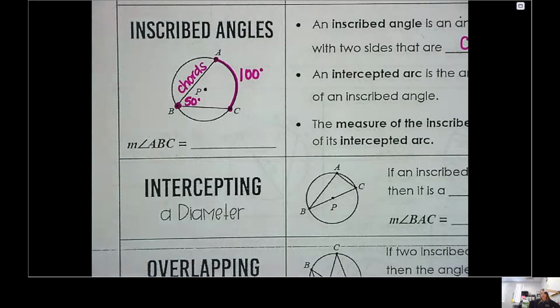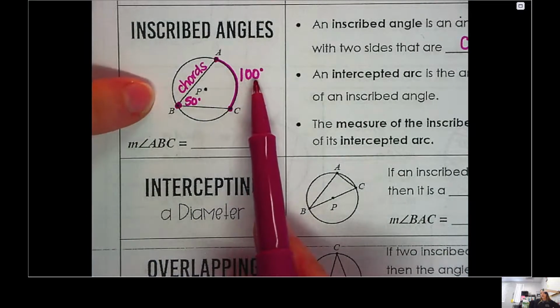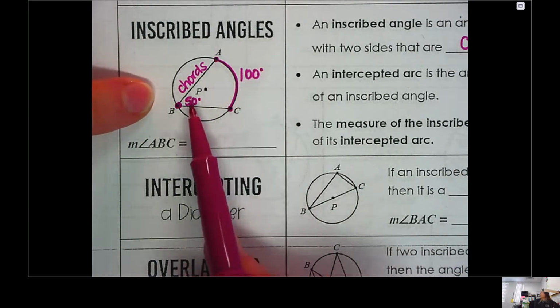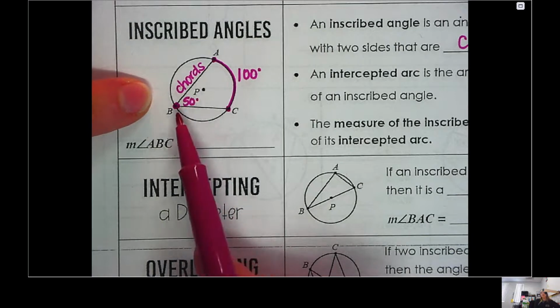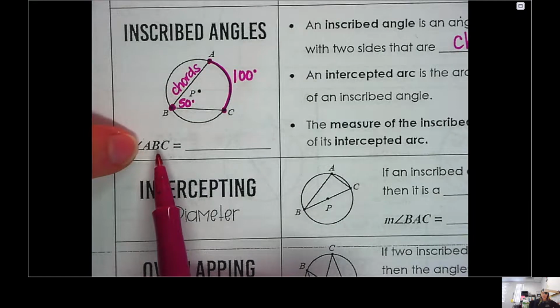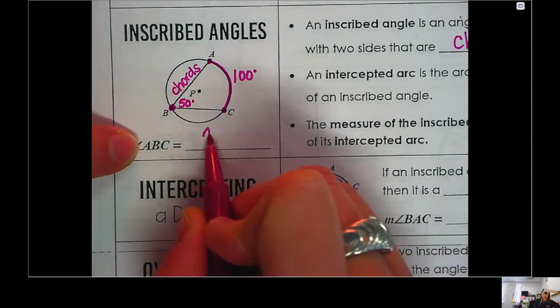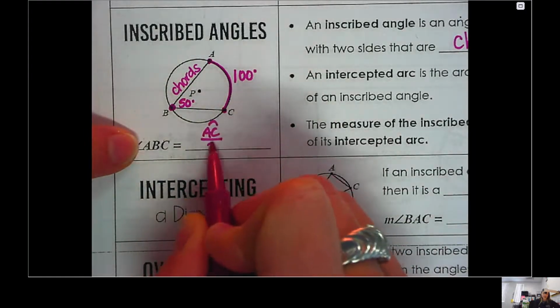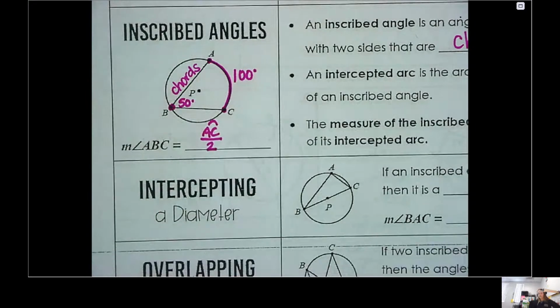So obviously, if I give you this number, you would divide it by 2. If I give you the angle measure, you would multiply it by 2, right, to get to the outside. So the measure of angle ABC is essentially you take the arc AC and you divide it by 2. You take half of it. And that's all that those definitions say.